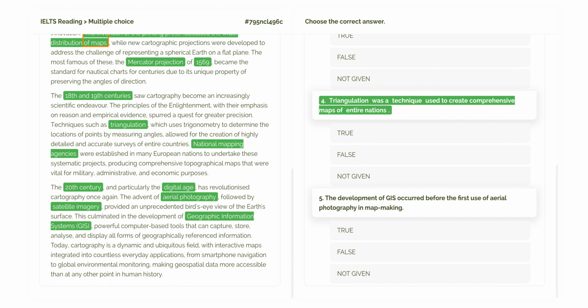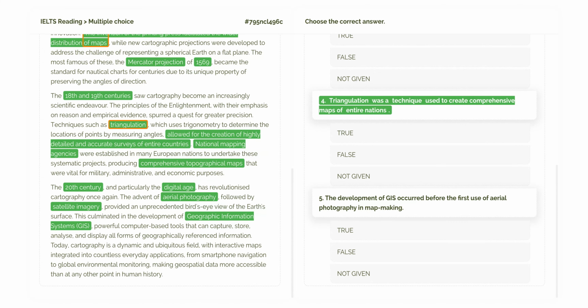True. Paragraph 4 describes triangulation and states that it allowed for the creation of highly detailed and accurate surveys of entire countries. Surveys of entire countries is a very close paraphrase of maps of entire nations. The text also mentions these led to comprehensive topographical maps. The information matches the statement. This option is correct.